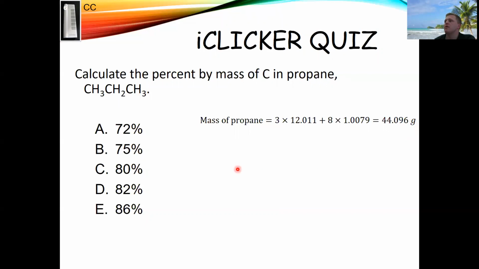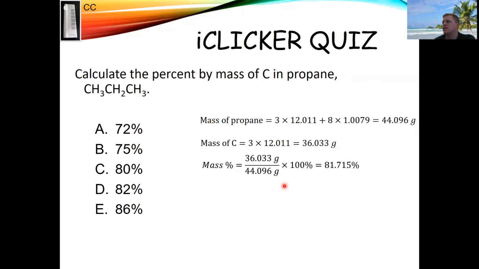Now let's figure out how much of that is carbon. We're going to figure out the mass of the carbon by taking 3, the number of carbon atoms, multiplying it by the atomic weight of carbon, and that'll give us a value of 36 grams. And of course, we take the 36, divide by 44 times 100%. We find that there is 81.715%. If I look over here at the answers, the closest one to that is our 82% right here.